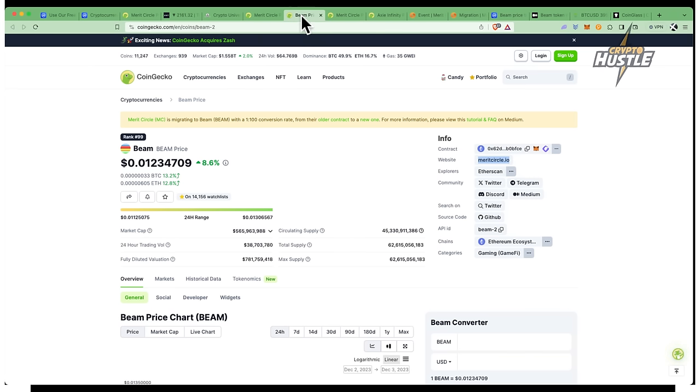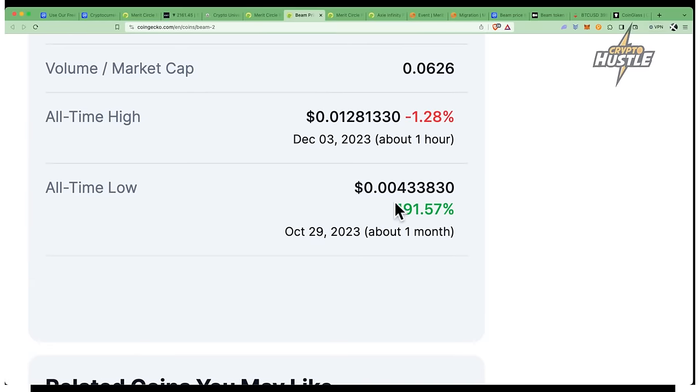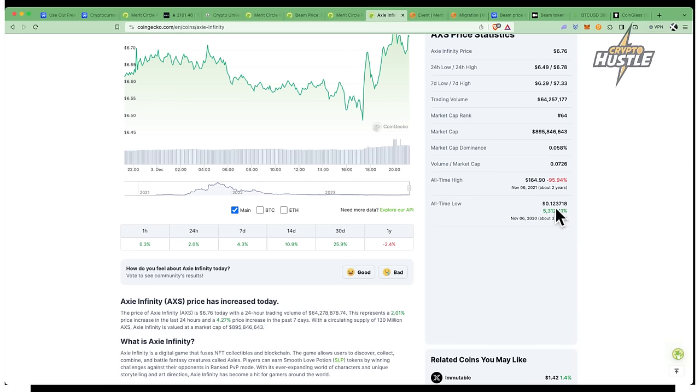And now, a new token that I think will be the new Axie Infinity in this coming bull market, is this one, Beam. Now, I'll go back here, look at it. From its all-time low, it's only up by 191%. Now, look again, and compare the two.